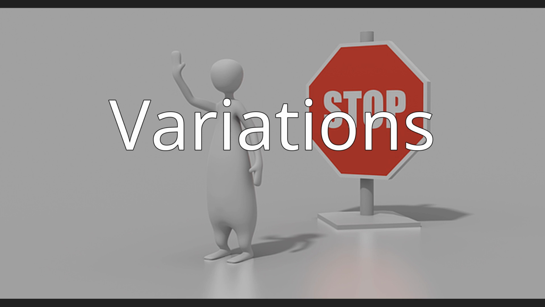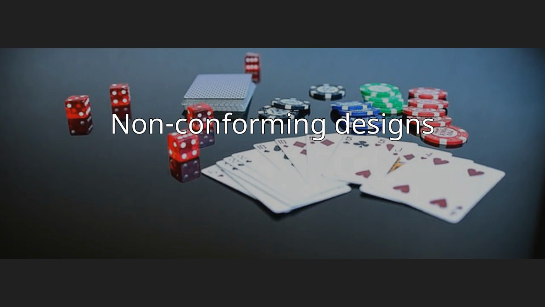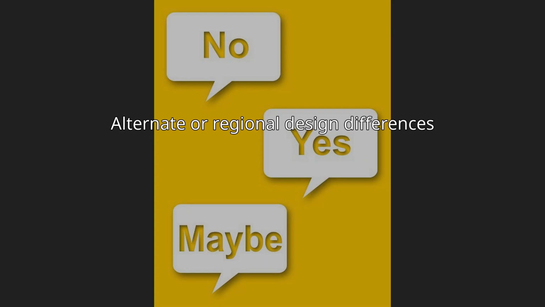Variations. Non-conforming designs. Despite the fact that the ISO standard is freely available, it is not uncommon for graphic artists to improvise on a particular color and dimensions. As a result, there is a wide variation of the symbol in common use, for instance using a lower contrast red. For example, compare a non-conforming example with one drawn using the ISO standard. Alternate or regional design differences.